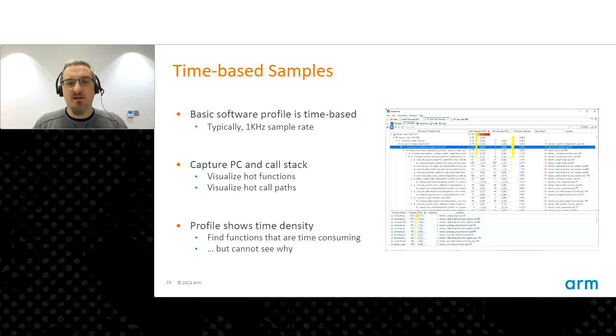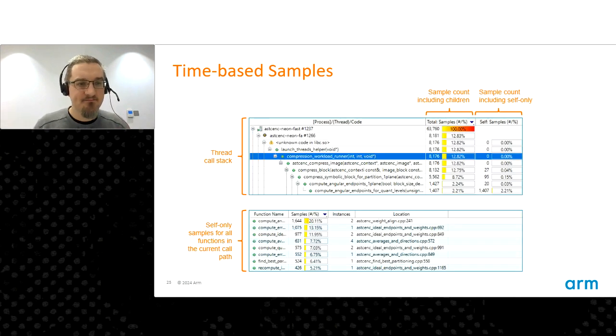So the basic software profile is time-based. So you get 1 kilohertz sample rate, every millisecond. Take a sample of the program counter and the call stack. And you can use that to visualize your hot functions, and you can use that to visualize your hot call paths. So this profile is telling you about time density, right? Where is the application spending time? And you can use this to pick the hot functions, but as a user, you're then left to your own devices to work out why is it taking time. Be nice if the tool told you.